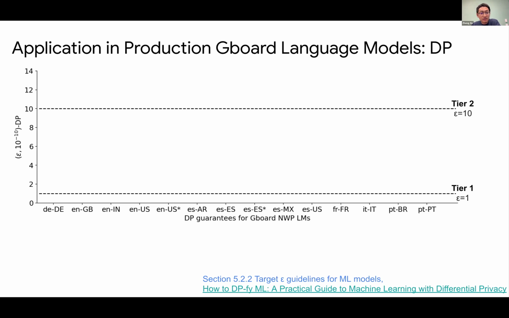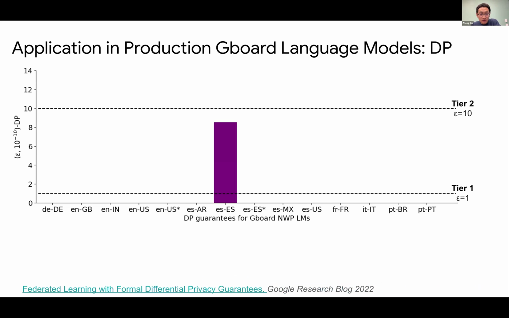So the x-axis of this is the various next word prediction models we trained, and we train different models for different language locale combinations. The first model we launched is this ES-ES model. It got a DP guarantee of, let's just look at epsilon for now, 8.9. And that already falls under the tier 2 protection.